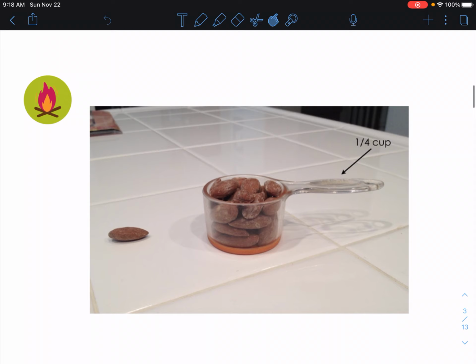Before we do that, let's do a little estimation. How many almonds are in this container? We'll pause here.